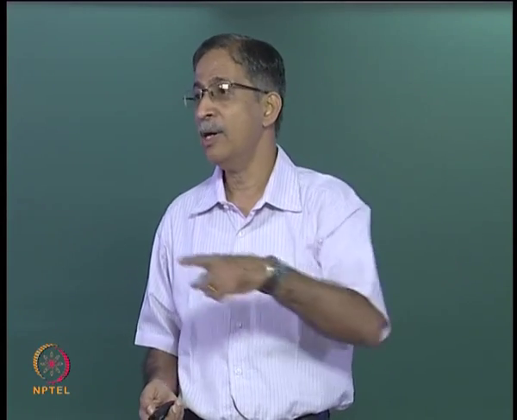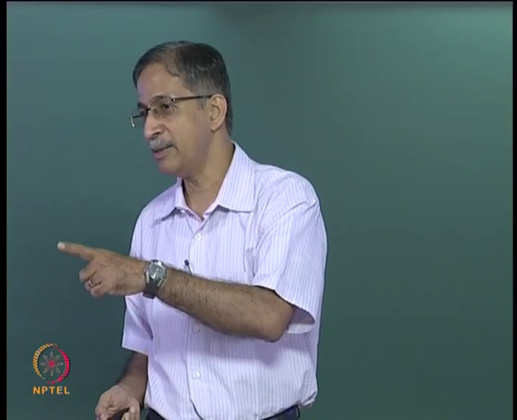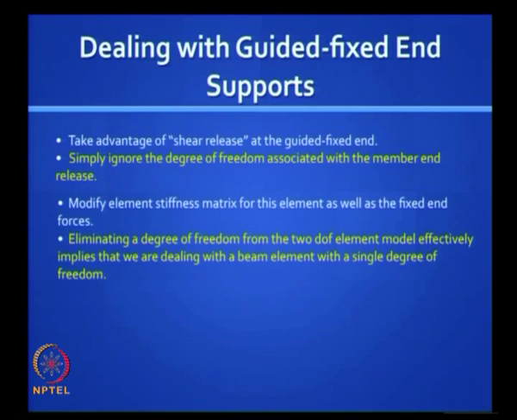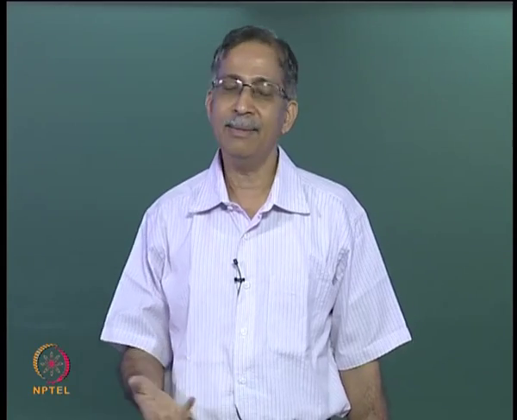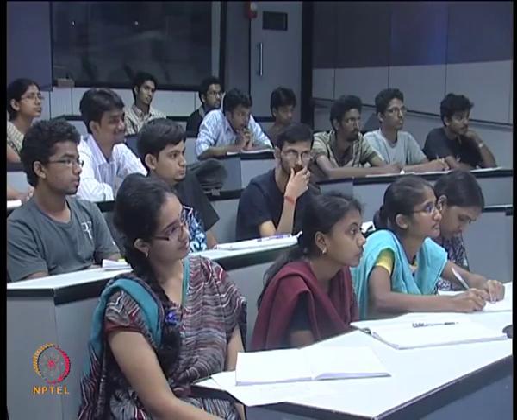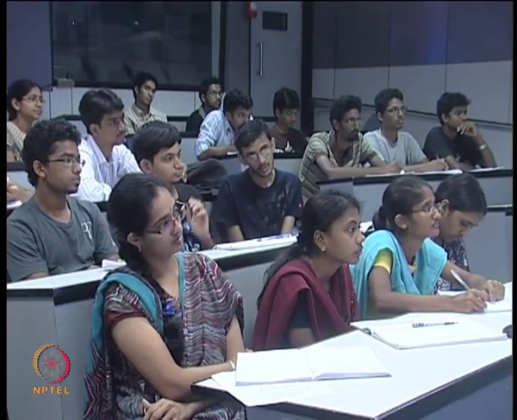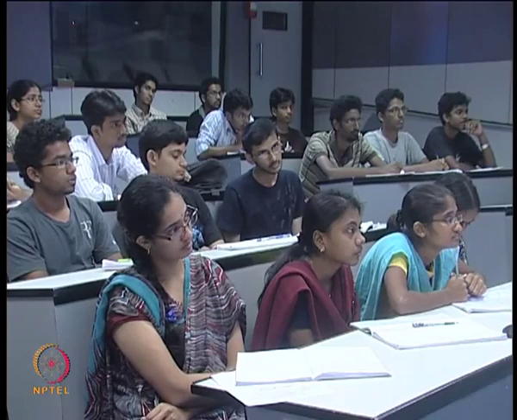Like in the previous case, you ignore the degree of freedom associated with the member end release, that means the translation you ignore. We did this in moment distribution method, slope deflection method, do the same thing. Modify the element stiffness. What will be the element stiffness for a guided fixed support case? Remember those three magic numbers, your 4 EI by L, 3 EI by L. Which one will you use? EI by L. So that's all, only one number to remember. You can prove it, it's a cantilever behavior, and that's the element that you can assume.